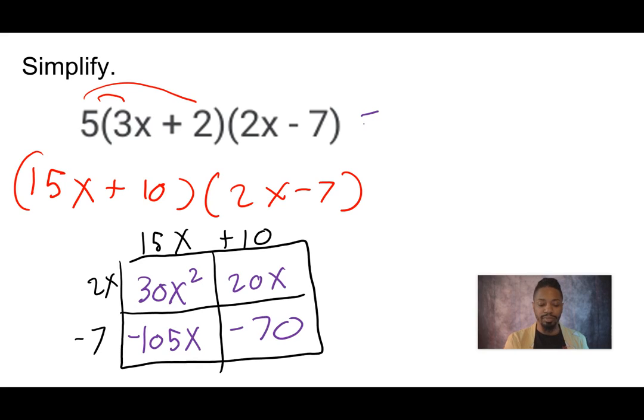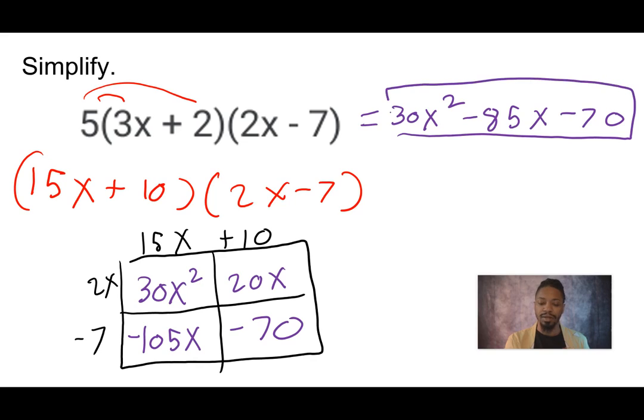We, of course, combine like terms. We'll end with 30x squared minus 85x minus 70. So in this one, once again, we took that number 5, we distributed it out. We then multiplied the two binomials like we did on the previous ones.